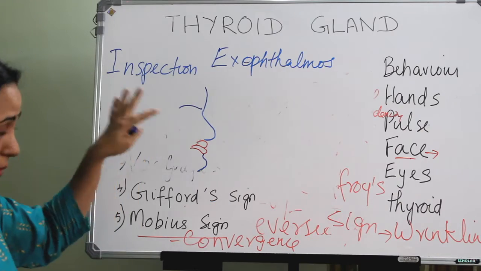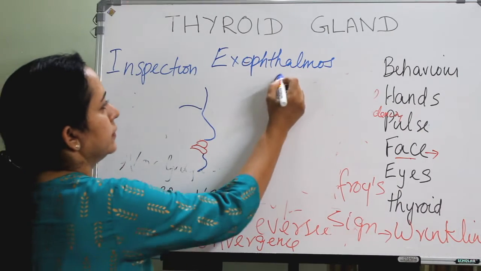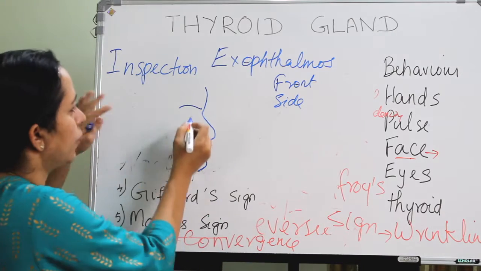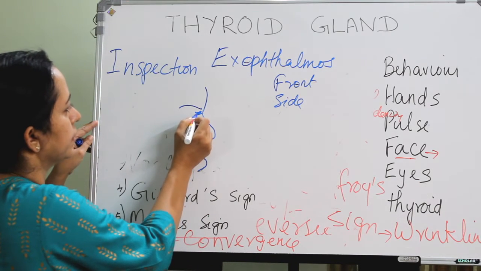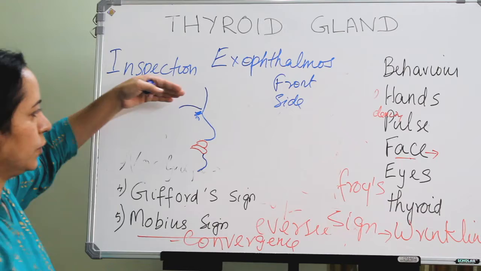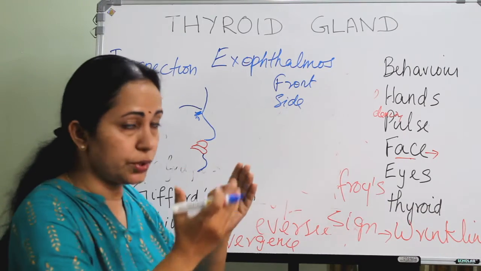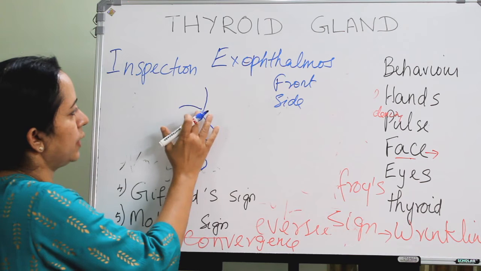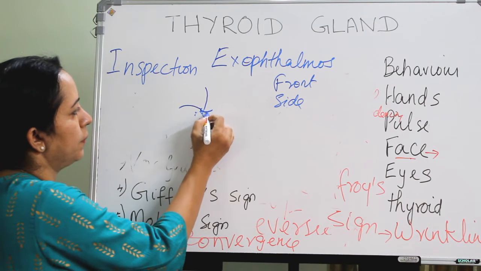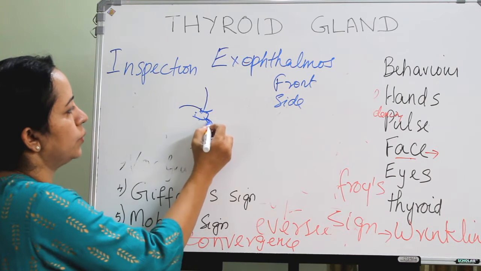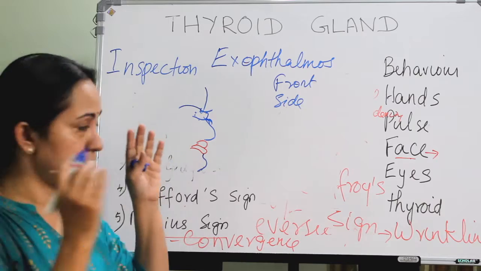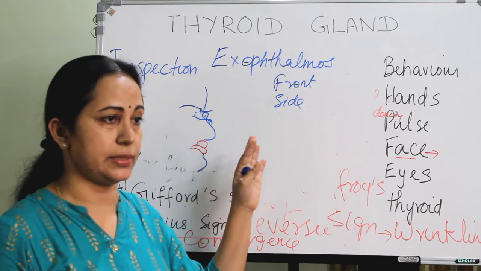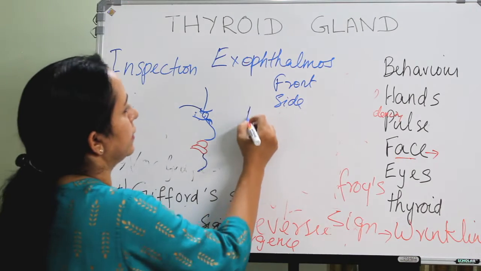You have to examine from the side of the patient also. This is from front, then from the side of the patient. Normally your eyes will be here only. You will not see the pushing forward of the eyes when you look from the sides. In case of exophthalmos, these eyes will be prominent. It will be bulged out. When you see from the side, this bulging you can very well visualize, and also from behind.